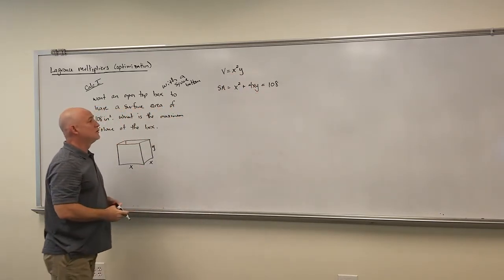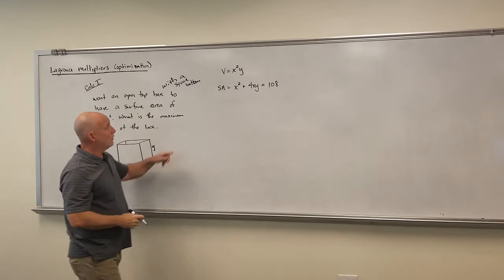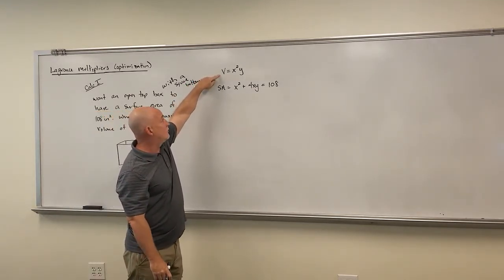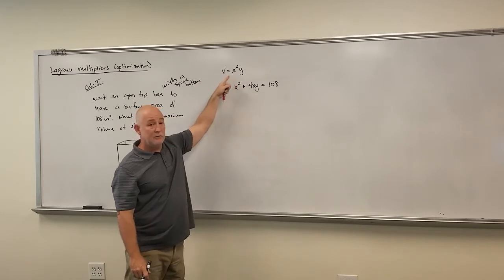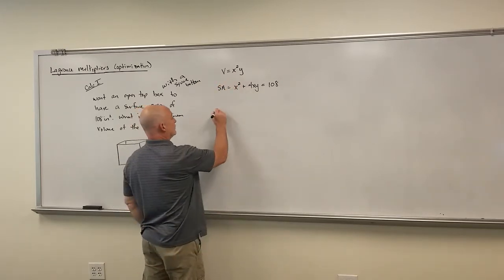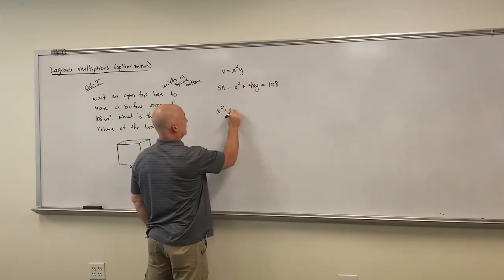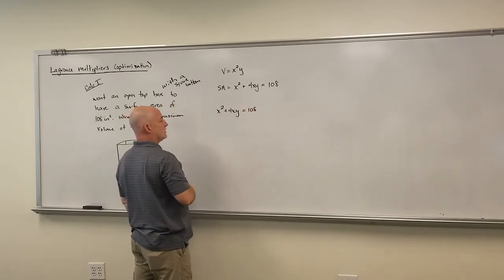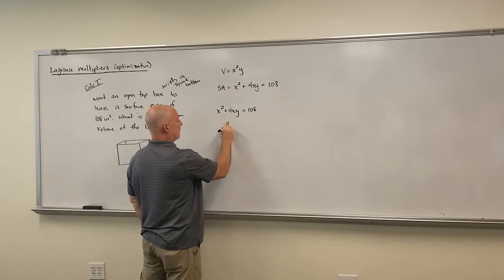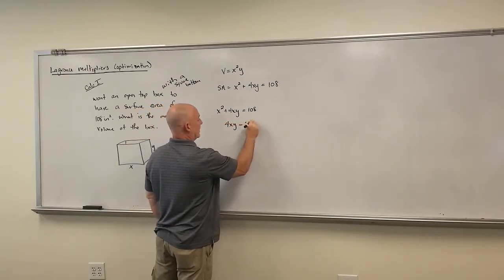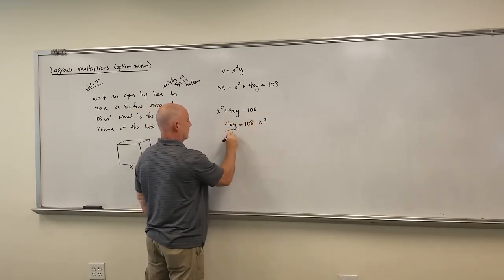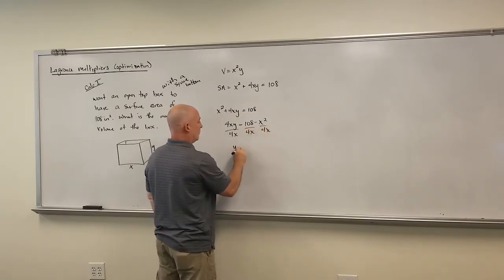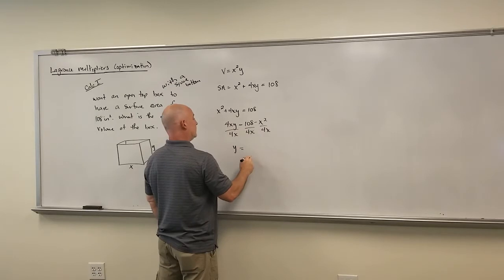But how did we do this in Calc 1? Well, we knew we had to take the derivative of the volume, because that's what we were trying to minimize or maximize, but it had too many variables in it. So what we always did is we would take our constraint and solve for one of the variables. And here you can see that y is the easiest one to solve for. So 108 minus x squared, divide everything by 4x. So we get y is equal to, what's that going to reduce to?